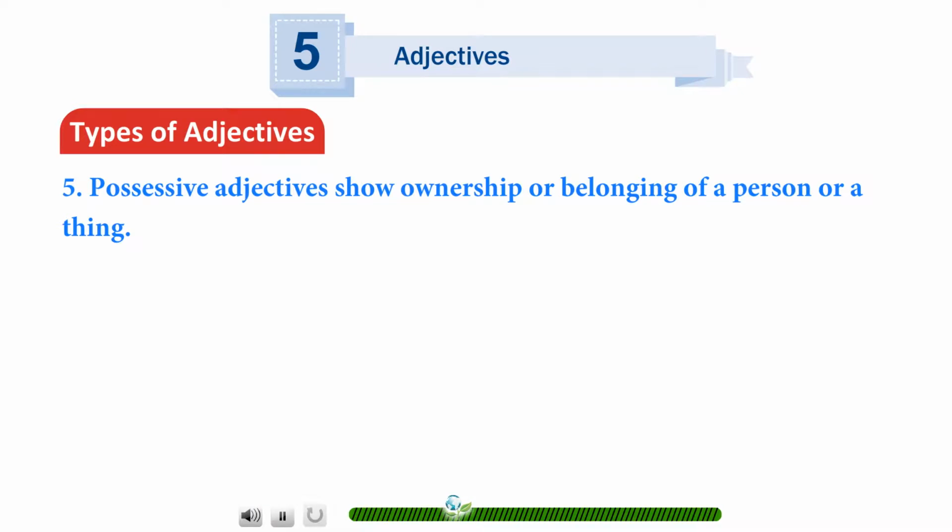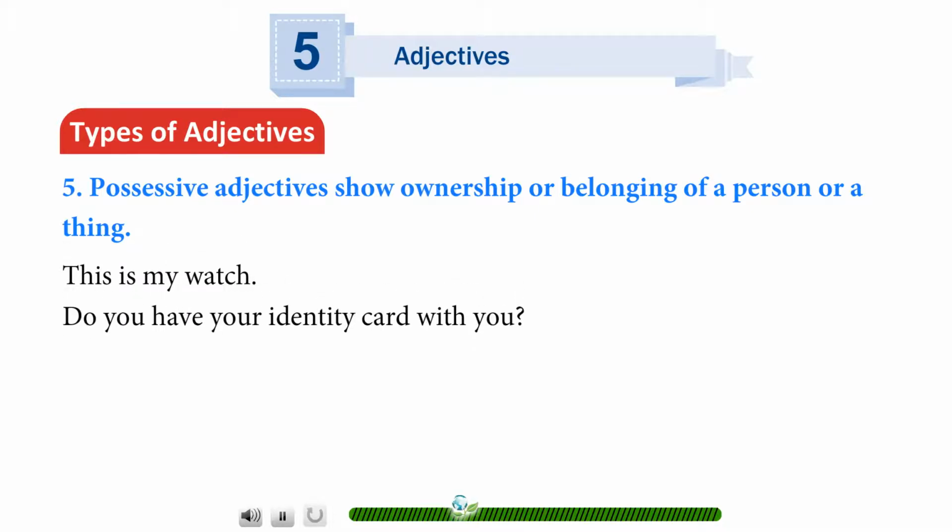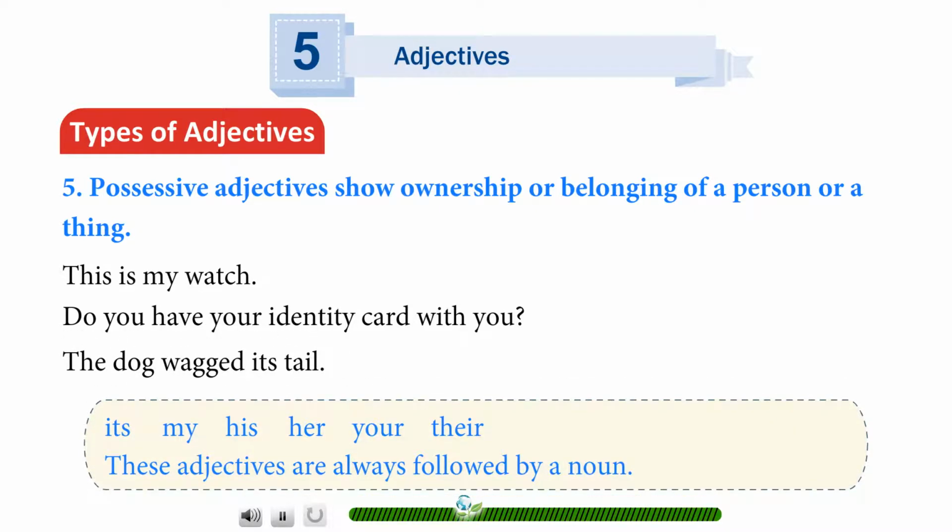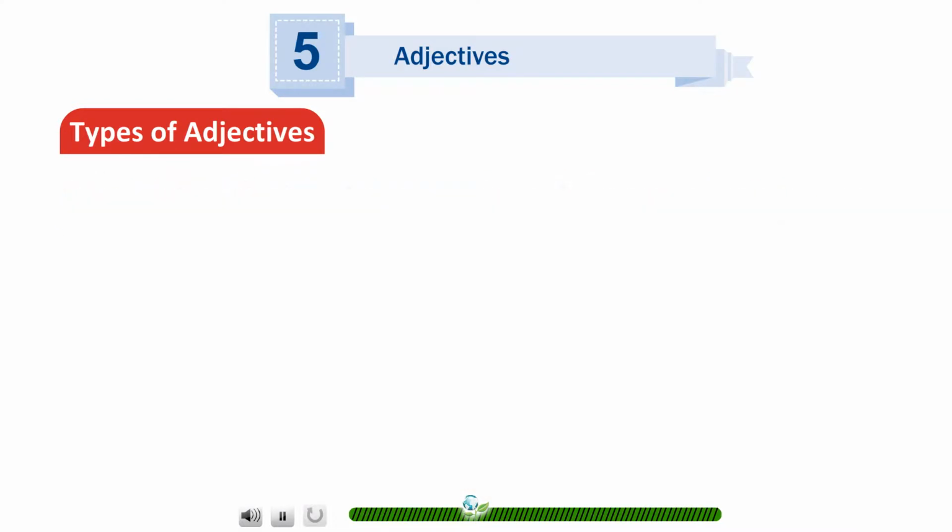Possessive adjectives show ownership or belonging of a person or a thing. This is my watch. Do you have your identity card with you? The dog wagged its tail. Its, my, his, her, your, their. These adjectives are always followed by a noun.